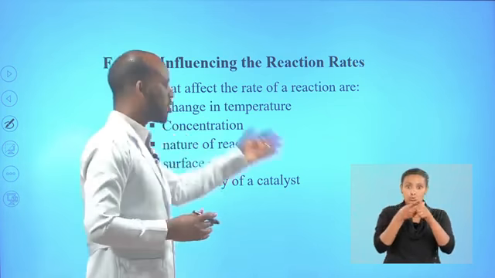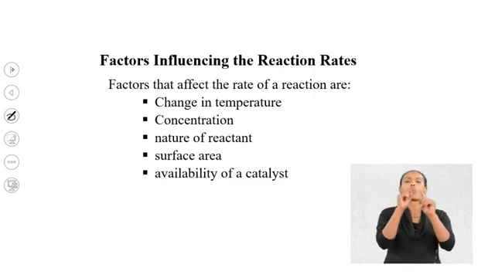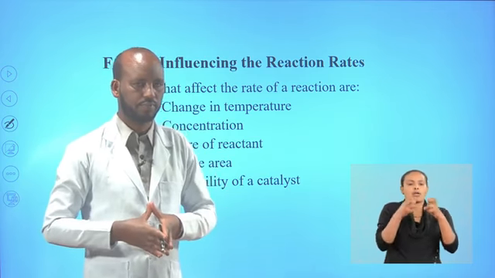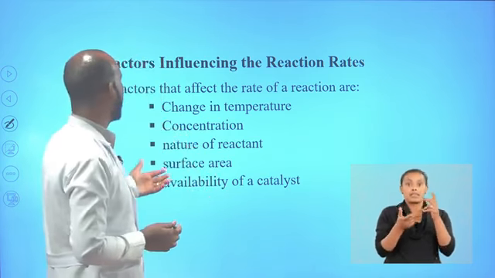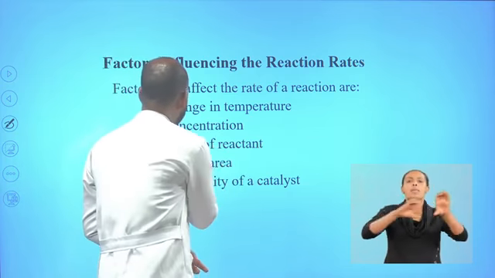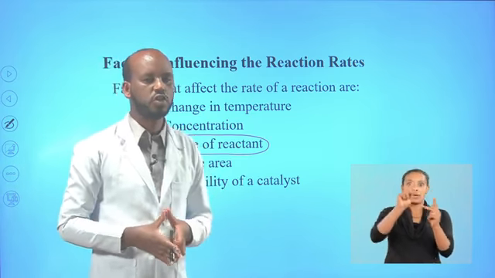2, concentration. We know that rate of the reaction is directly proportional to concentration of the reactant. When concentration of a reactant increases, rate of the reaction increases, because more reacting particles can collide, can contact. 3, nature of the reactant. This is chemical behavior of the reacting substance.